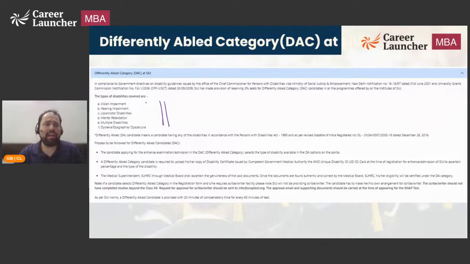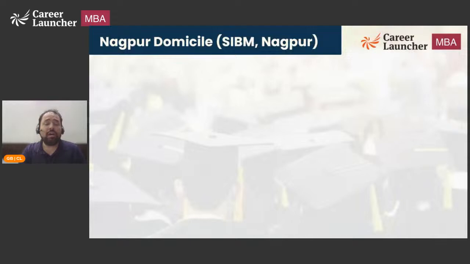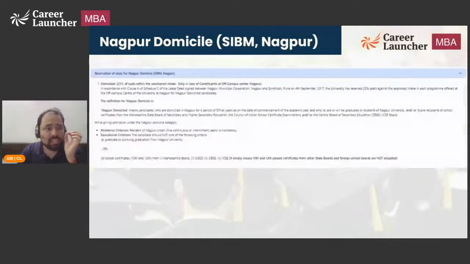Dyscalculia. Yeah, I was absolutely right. So these are the ones which are covered. So please keep this in mind as well. Okay. In terms of SIBM Nagpur, there is a specific reservation of 25% seats for Nagpur domicile.